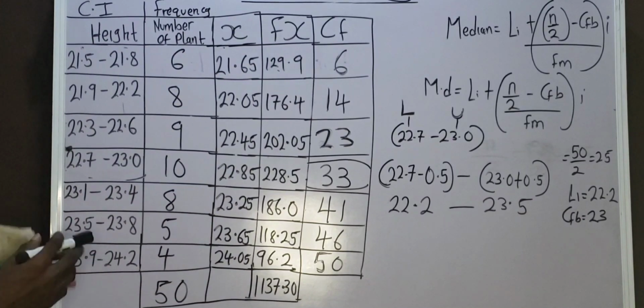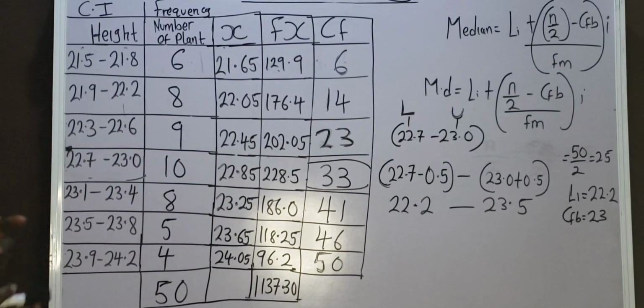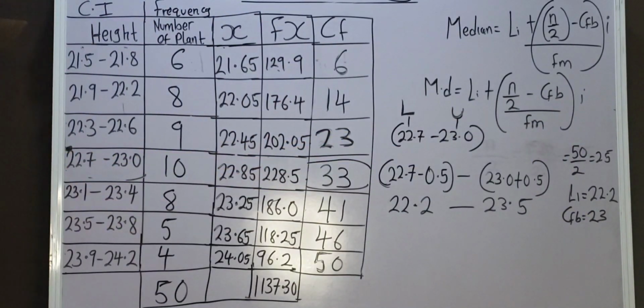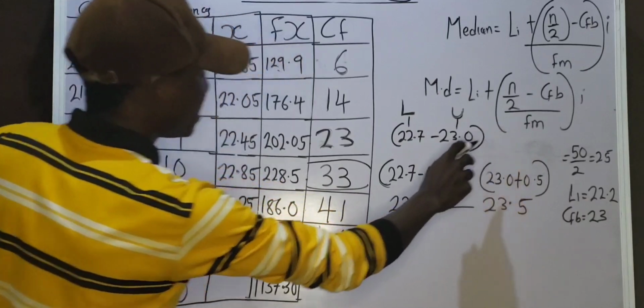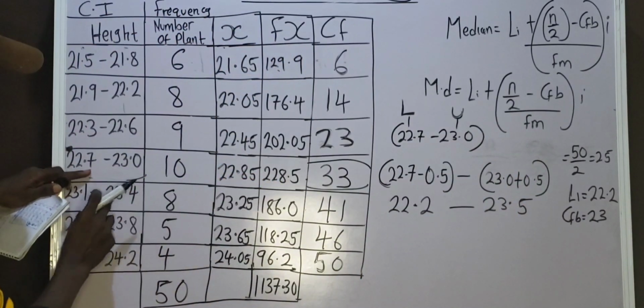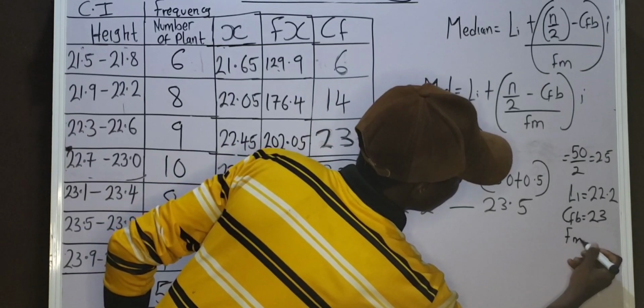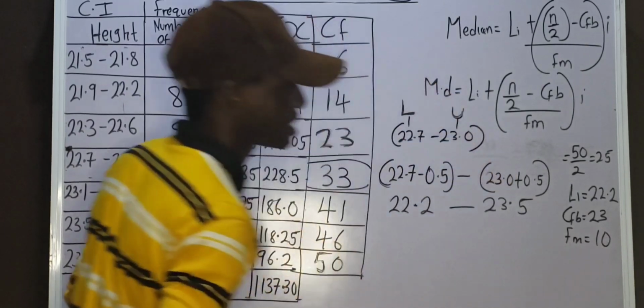Please, it is very, very important that you pay attention there. It is not the frequency of the median. It is not the frequency before the median class that we need. It is the cumulative frequency before the median class. That is what CFB stands for. Okay. So now we need the frequency of the median class also. The frequency of the median class is 10. So FM is equal to 10. Are you paying attention? Okay.